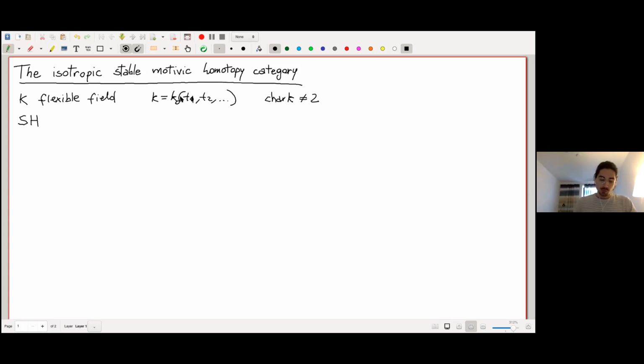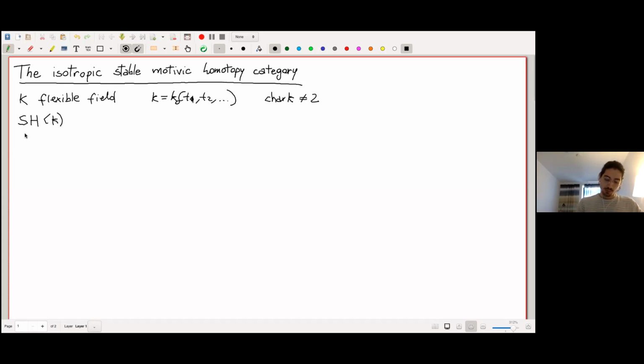Okay, so then we can consider the usual stable motivic homotopic category over K. The idea is that we want to localize this category in order to kill all anisotropic varieties. And this is essentially the idea that is at the base of the work by Vishik on isotropic motives. So we just apply it to the stable motivic homotopic category instead of the triangulated category of motives by Voevodsky.